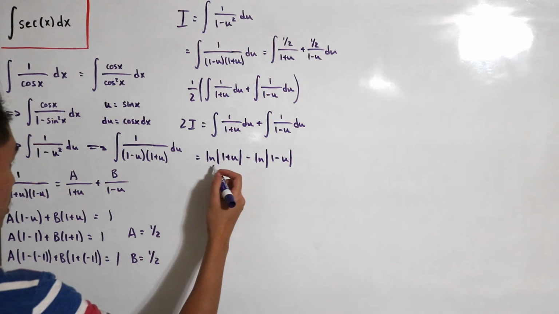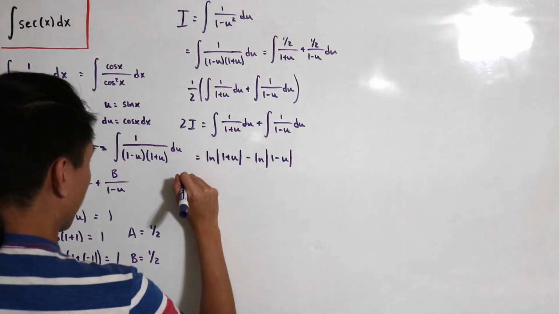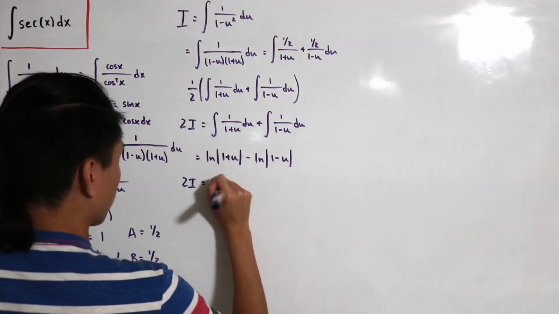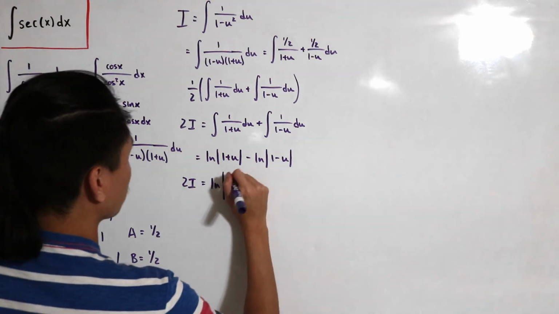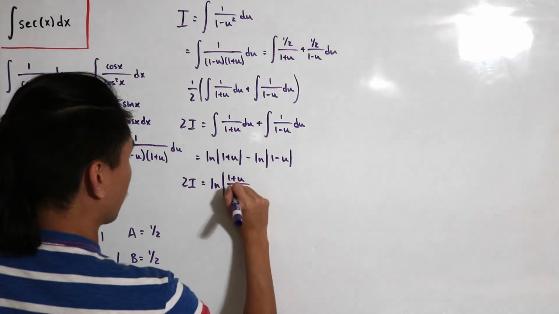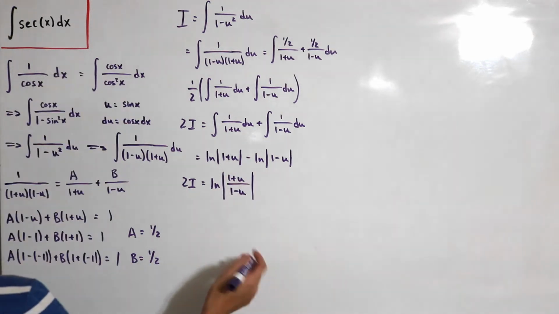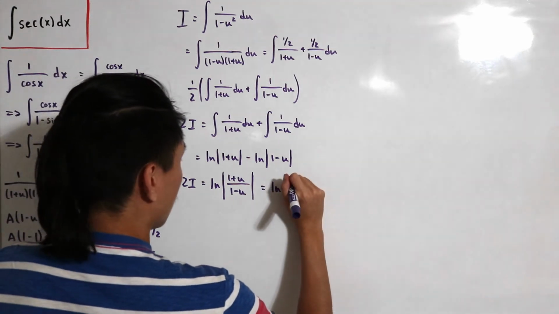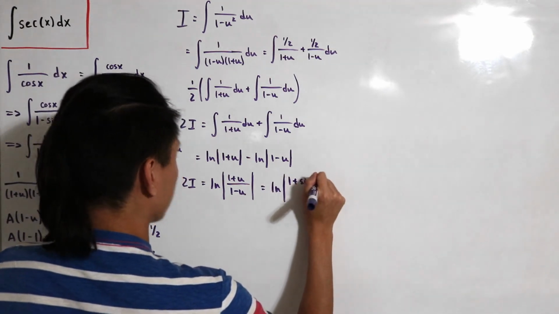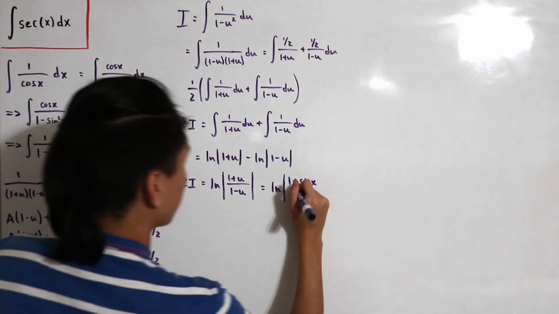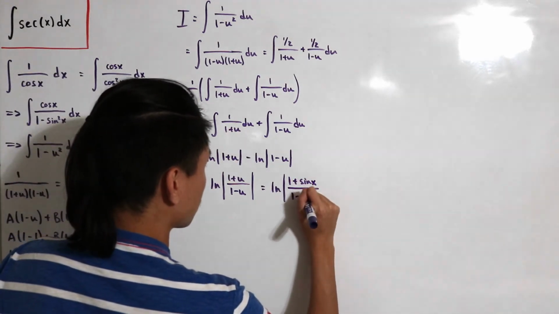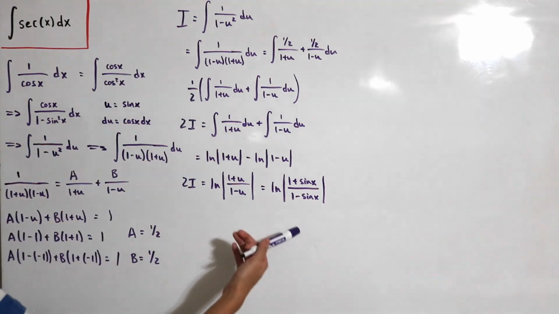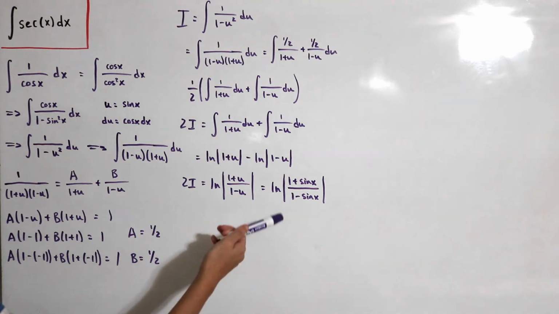Now from here, we can use our rules of natural logs to combine this under a single logarithm. So this is the natural log of, since we have the absolute value, 1 plus u, and then divide this by 1 minus u. Then we can put this back for u, so therefore that's just equal to the natural log of 1 plus sine of x, simply because our u is right here, and then divided by 1 minus sine of x. Things may look like it can't get any simpler from here, but it actually can.